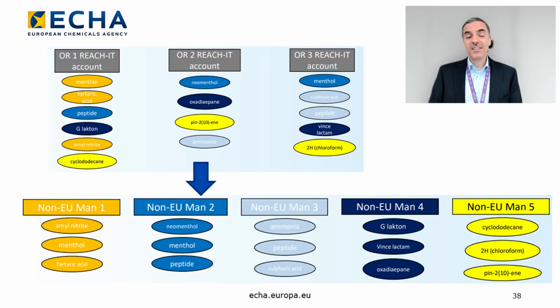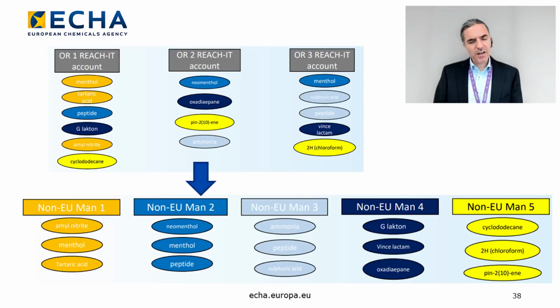So this is another example of the ones that we have in the manual. In this one, you can see on the top of the page the situation at the start, where we have 3 REACH-IT accounts, and from each REACH-IT account, we have registrations that belong to several non-EU manufacturers. So the end result is on the bottom of the page, where once again, from each REACH-IT account, you will be representing a separate non-EU manufacturer.